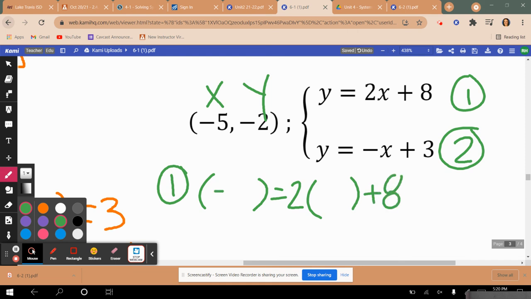Our y was negative 2. Our x was negative 5. Make sure you are placing the correct number in the correct variable. Do not mix those up.